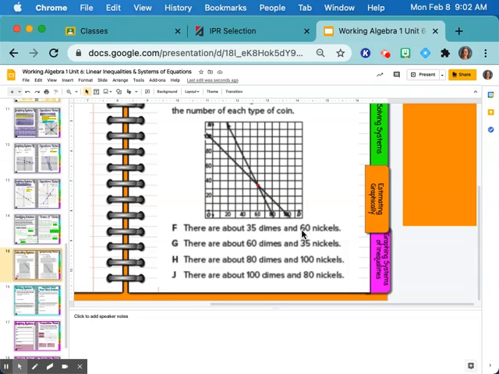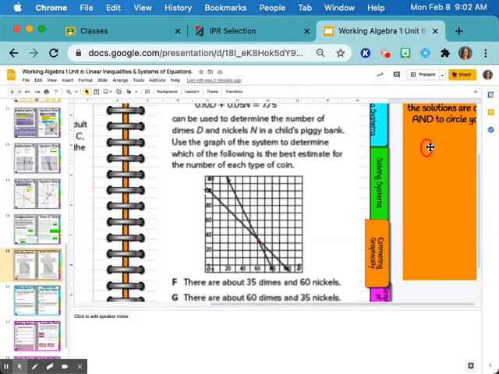I was just looking at the numbers. Yeah, you have to pay attention to those labels. So 60 dimes, D, and then 35 nickels. Yep, they'll try to trick you that way. It almost got me. All right, so I'm going to circle G.